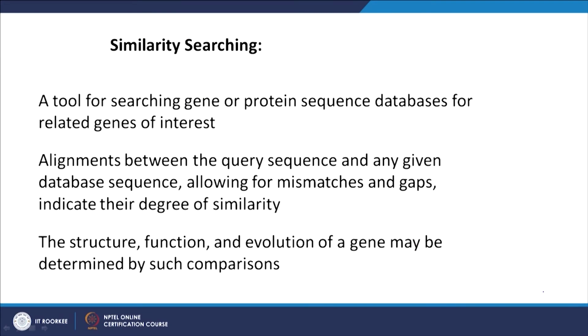Alrighty, let's look at similarity searching. The reason why we use NCBI most often is for similarity searching. We want to find out what our sequence is most similar to, and we can do it for gene sequences and for protein sequences. When we align the query sequence and any given database sequence, allowing for mismatches and gaps, the alignments indicate their degree of similarity. So this is the beauty of NCBI, it allows mismatches and gaps.